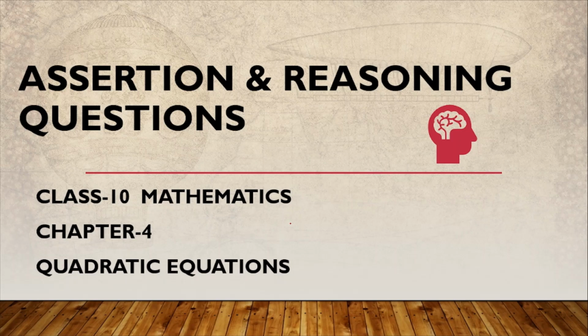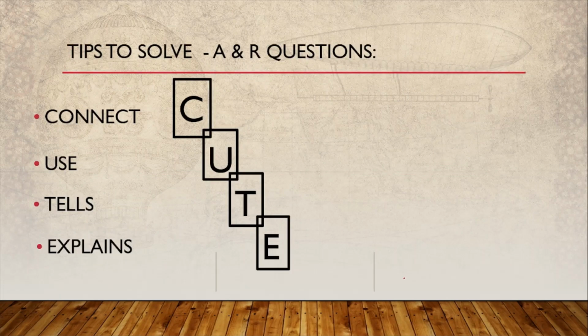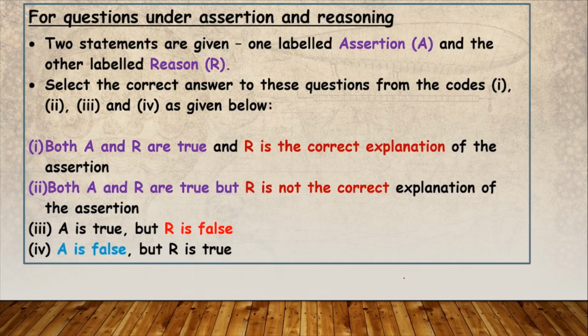Hello children, this is class 10 assertion and reasoning questions, chapter 4 quadratic equations. For assertion and reasoning questions, you will be given two statements. First statement is called an assertion, second statement is a reason. You will be given four options to solve this question.